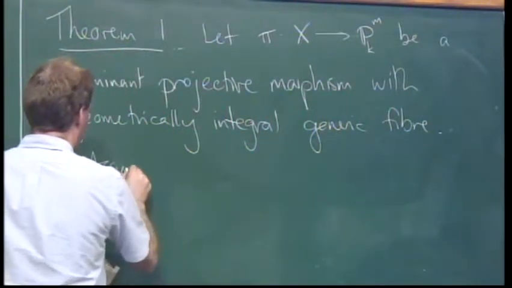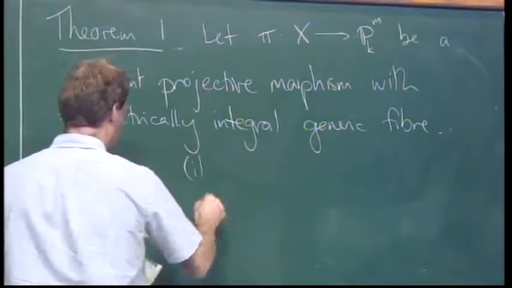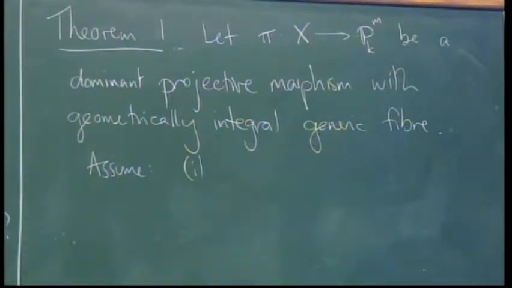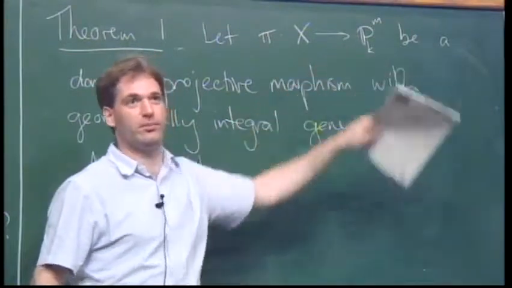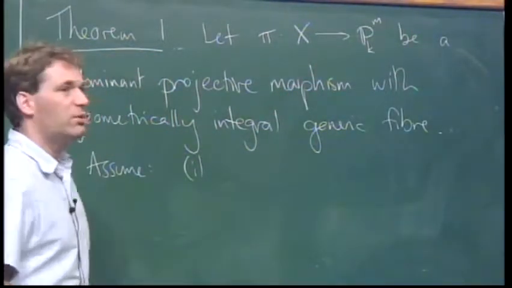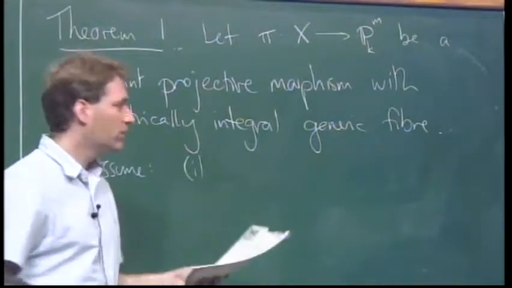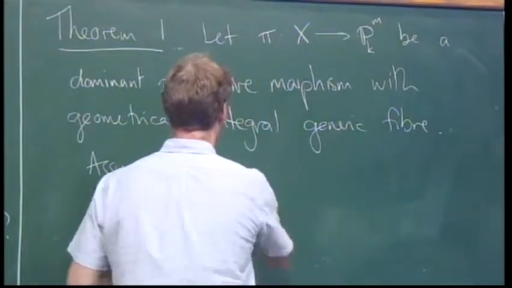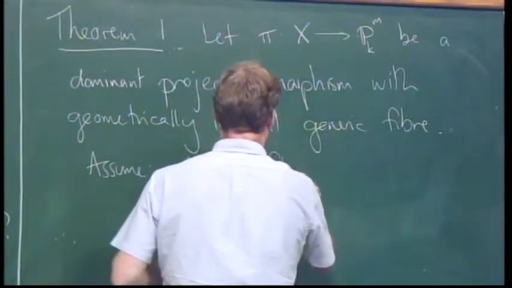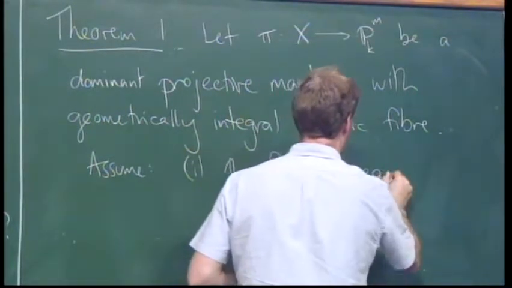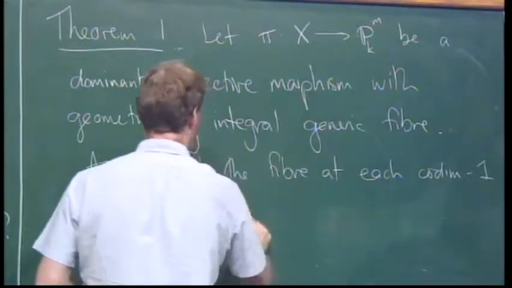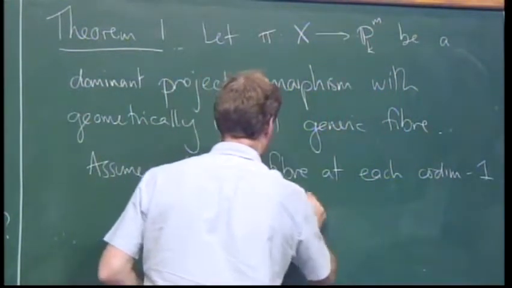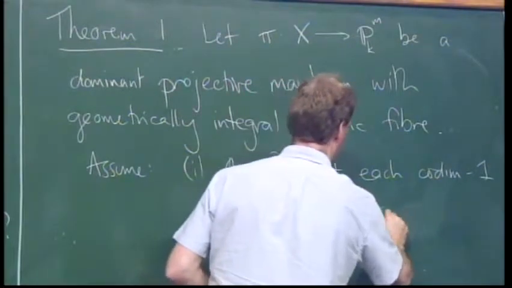And let's have some hypotheses. First of all, I need to put a condition on the fibers over codimension 1 points of the base. Those are going to be generic points of divisors on the base. So let's assume that the fiber at each codimension 1 point of P^m is split.